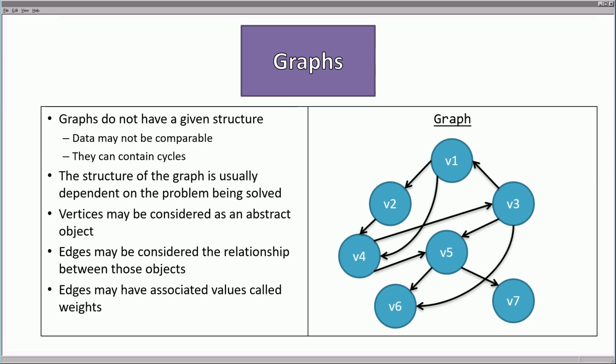In a graph, unlike a tree, you can have cycles. And this is a good point to bring up that all trees are examples of graphs, but not all graphs are examples of trees. So the structure of a graph is usually dependent on the problem being solved. We use these graph structures to represent these abstract objects and their relationships. Vertices may be considered as the abstract object, and the edges may be considered the relationship between those objects. In addition to that, edges may have what's called a weight value associated with them.